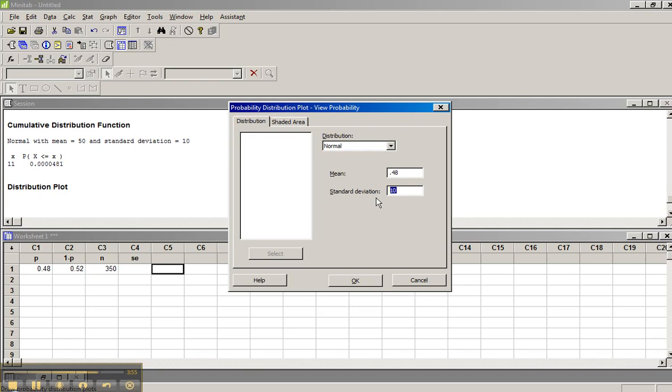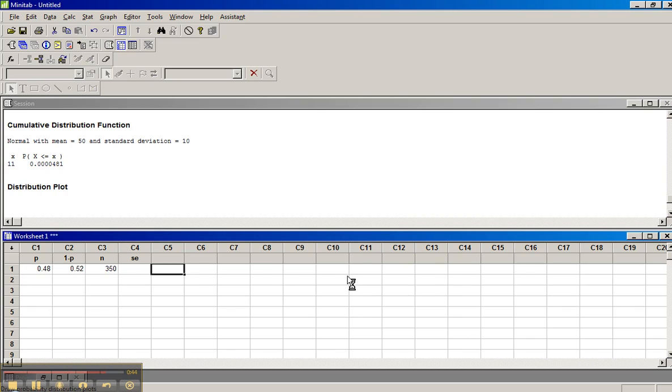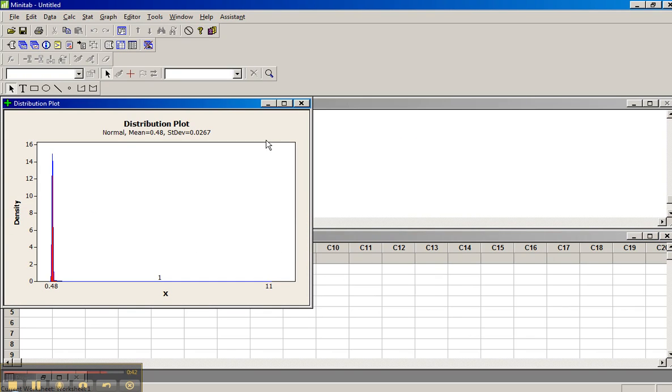This is the downfall, I say downfall, but one thing in using Minitab, you can't type in a formula here. So I would have to go and calculate it another place. So I'm just going to type in 0.0267 since we already calculated it earlier. Okay. I'm going to click OK. And no, I made a mistake.